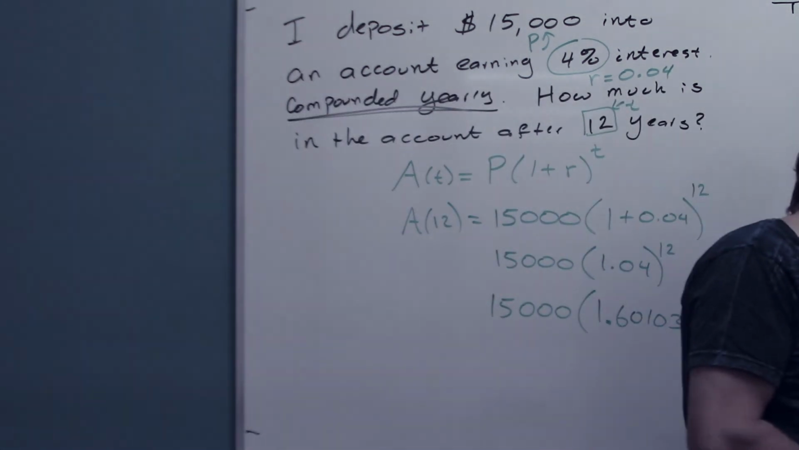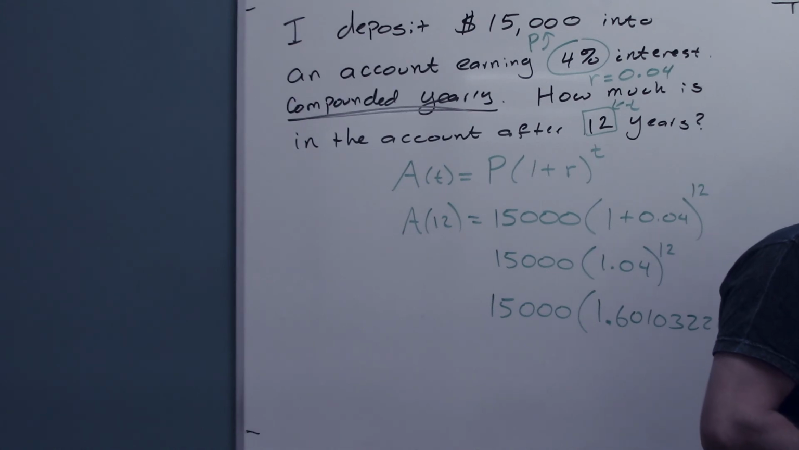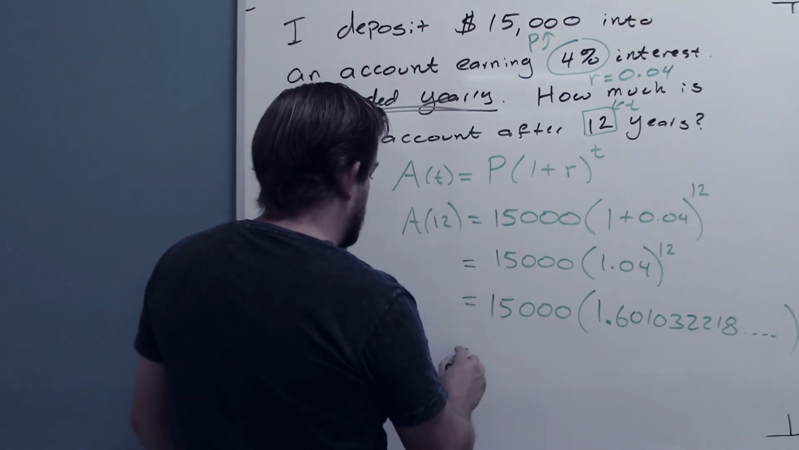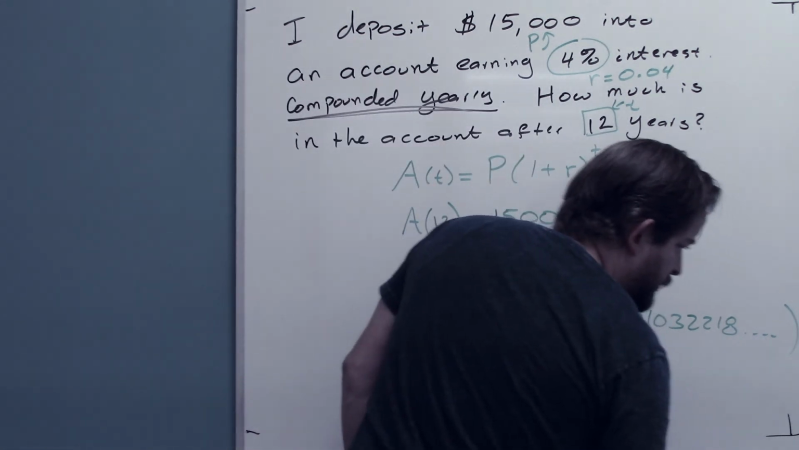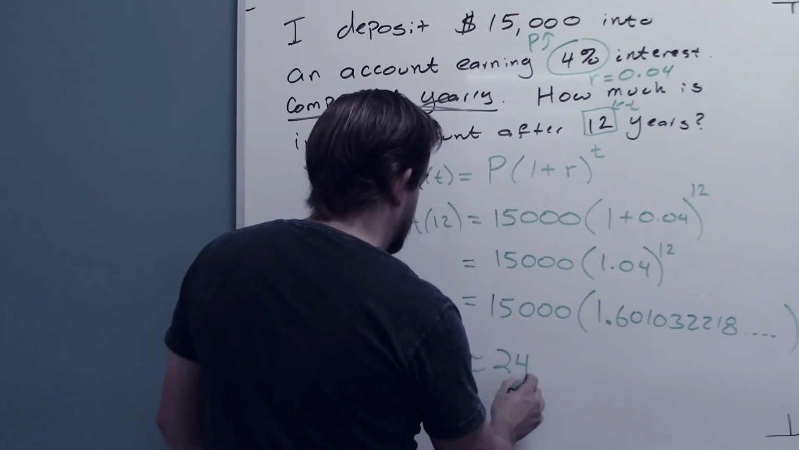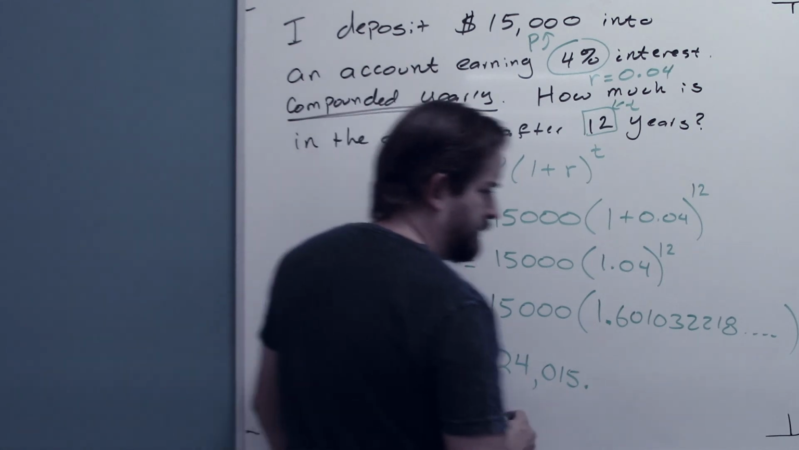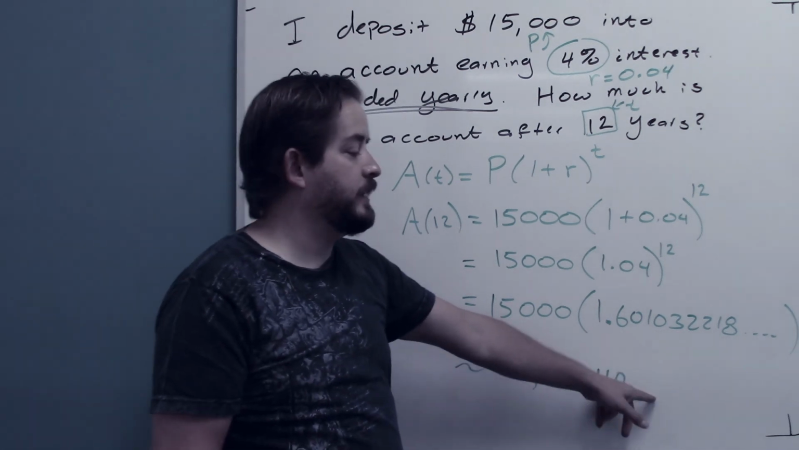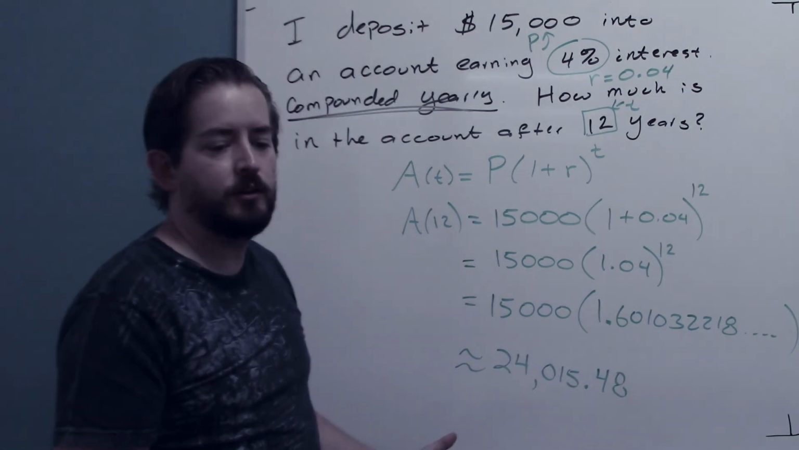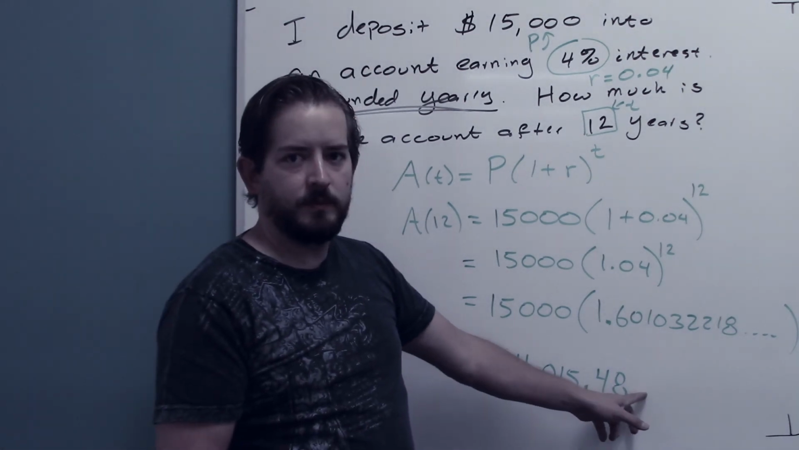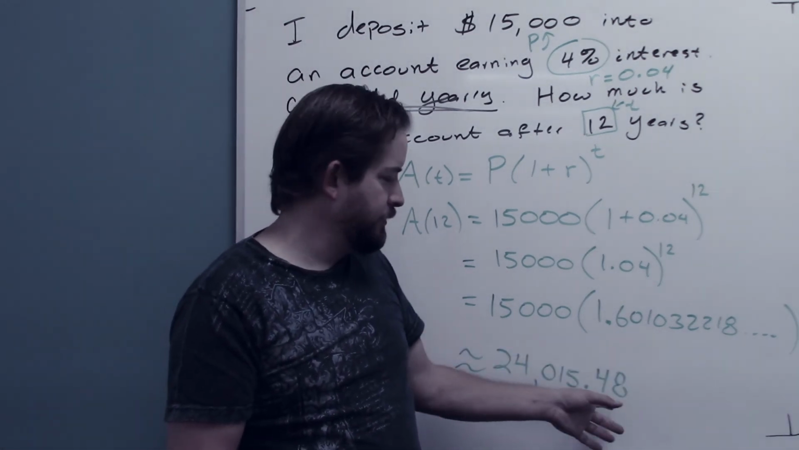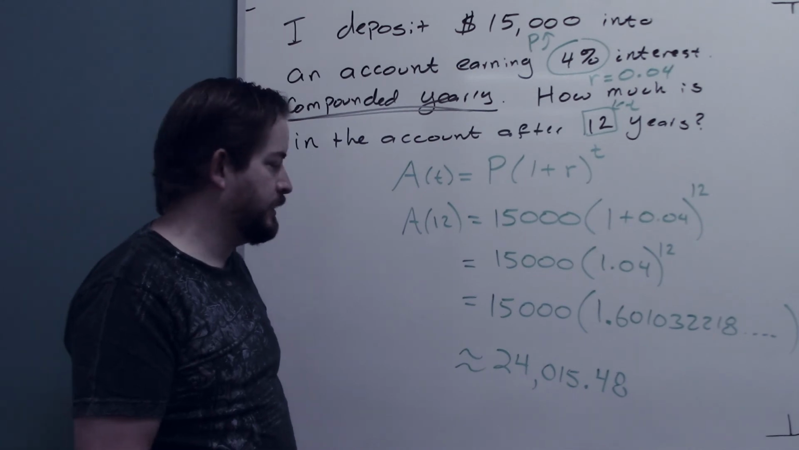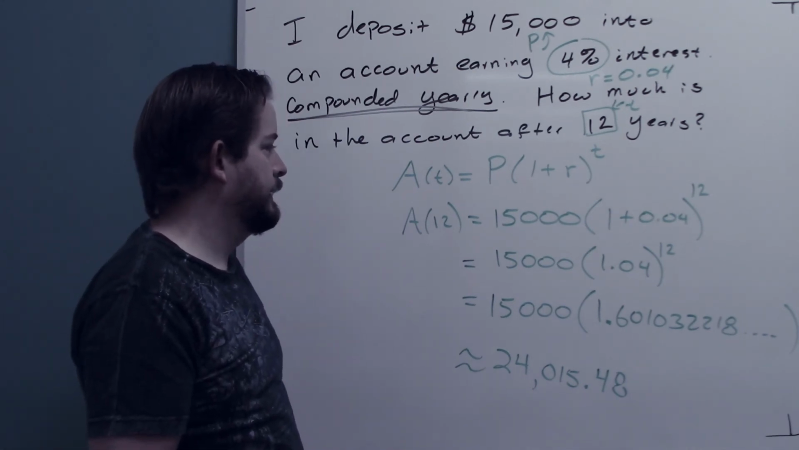And so if I do that, then I get $24,015 and 48 cents. And I'm going to round it at my 48 cents. The next digit after that's a 3. We're talking about money. If you went into your bank and said, hey, where's that third of a penny, they're going to laugh at you. They round everything to the penny, so there we have it. After 12 years, we're going to be at $24,015.48. Good.